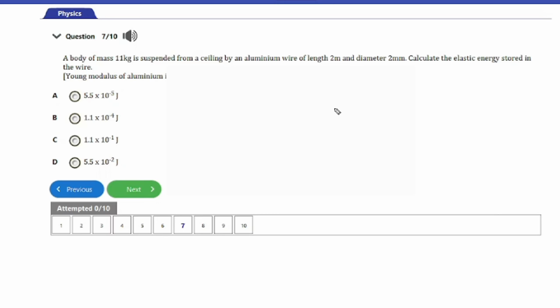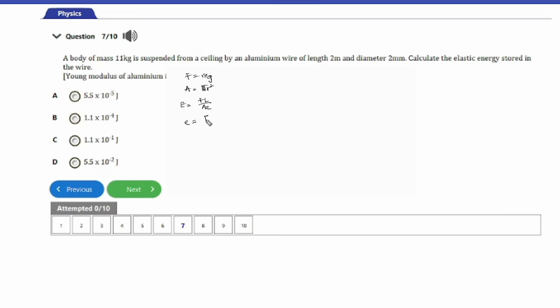So guys, let's note that the Young modulus E is equal to FL over Ae. Since we have the Young modulus given here, we can calculate the force by multiplying the mass with the acceleration due to gravity. Then we can also calculate the area as pi r squared. So we are going to find e in order for us to be able to solve for the energy.